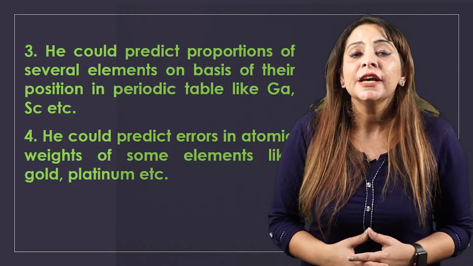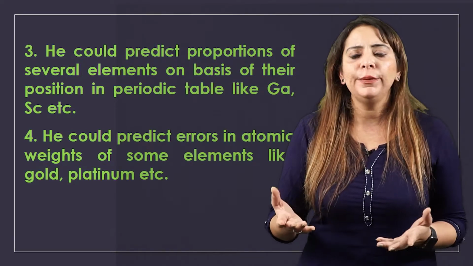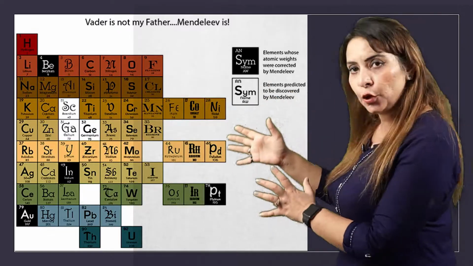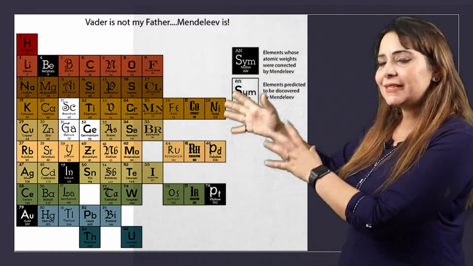Moving on to the third merit: he could predict errors in the atomic weights of certain elements like gold, platinum, etc. He was so confident that while arranging the elements, he found that the atomic mass of a certain element wasn't correctly determined. So confidently he neglected those atomic masses, concentrated on the properties, and placed them at the desired place.